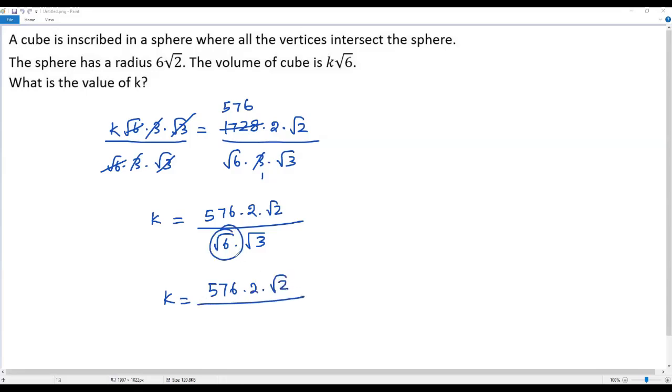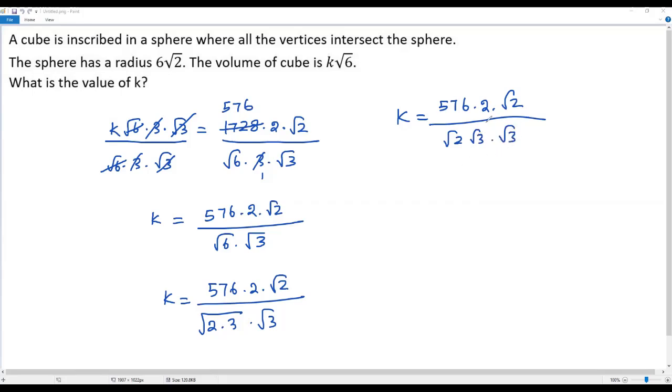and the square root of 6 can be written as square root of 2 times 3 times square root of 3. Further, we have k is equal to 576 times 2 times square root of 2 over the square root of 2 times square root of 3 can be written as square root of 2 times square root of 3, and further we have square root of 3. So the square root of 2 and square root of 2 can be cancelled, and k is equal to 576 times 2 over the square root of 3 times square root of 3 will become just 3.